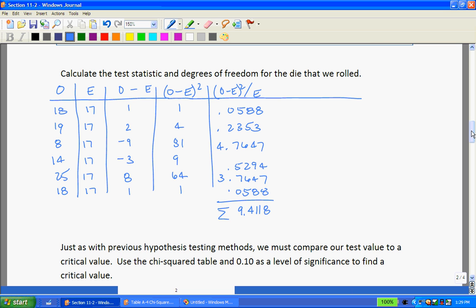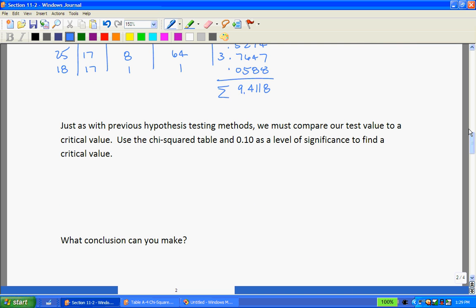Well, remember with previous hypothesis testing methods, we had to compare our test statistic to a critical value. And this is where we're going to use our chi-square table. And we're doing 10% level of significance. Now, chi-square table is kind of set up like a t-table where we need the degrees of freedom. And our degrees of freedom here, remember, are the number of categories less 1. Well, there's 6 possible outcomes on the die, so 6 minus 1 is degrees of freedom 5.